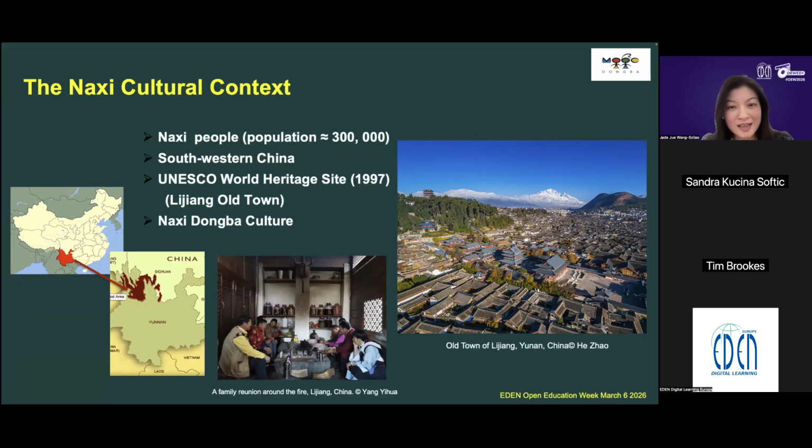Naxi society has traditionally been characterized by a very rich religious system, strong clan structures, and a distinctive cultural identity. Within this framework emerged the Dongba tradition, including ritual practice, mythology, and a unique script.